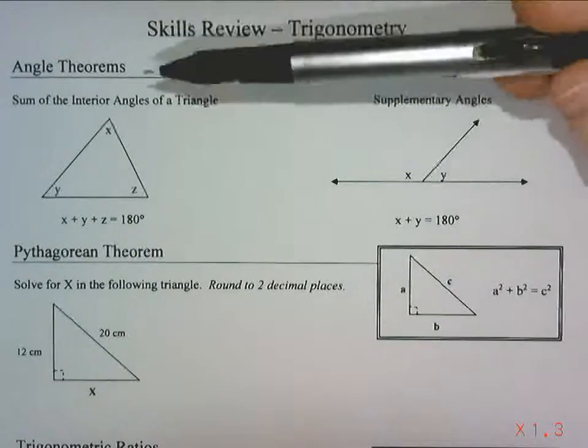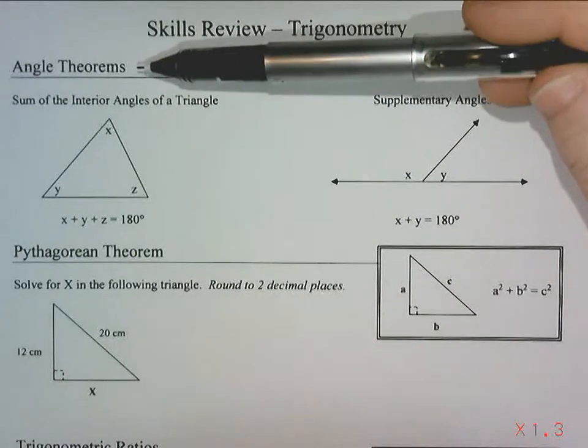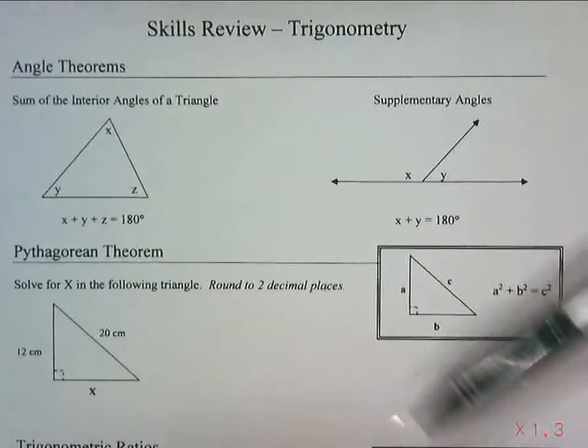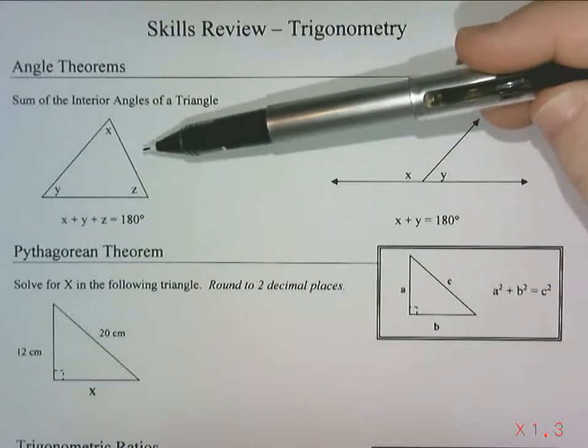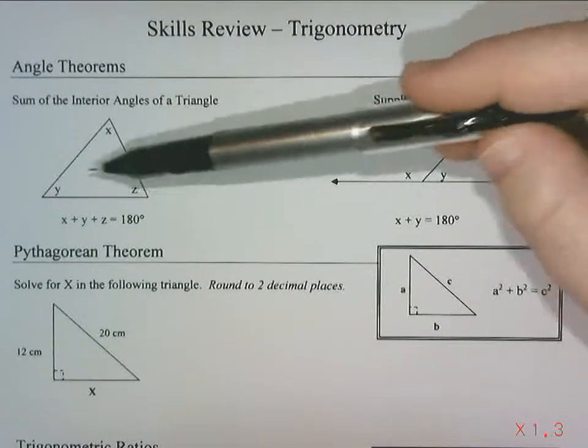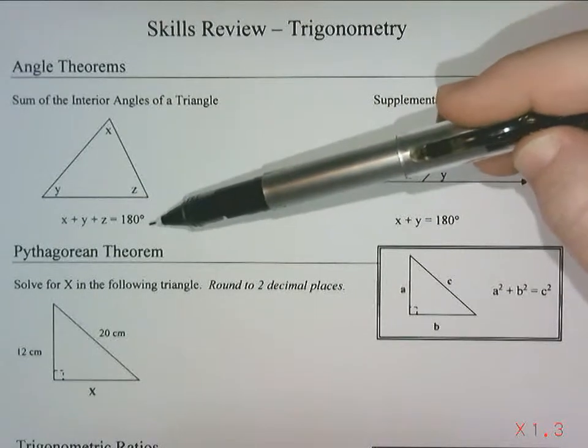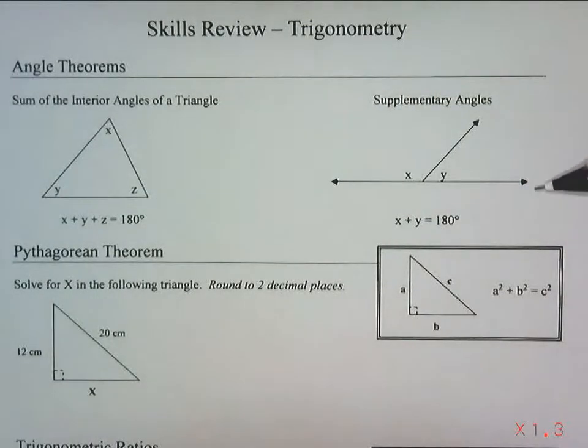So just some things we need to know about angle theorems. For the things that we're going to be working on with trigonometry, we need to know about the angles in a triangle. So if you add together all the angles in your triangle, they should add up to 180 degrees. And straight lines, which are also known as supplementary angles, also add up to 180 degrees. And these are helpful when we're solving questions, especially in the vectors portion of this course.